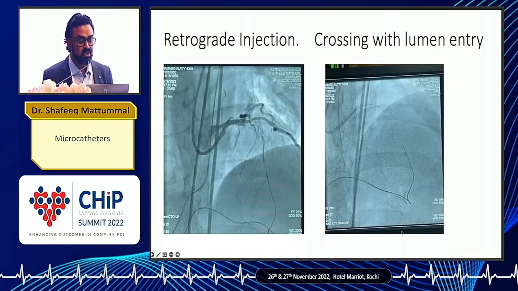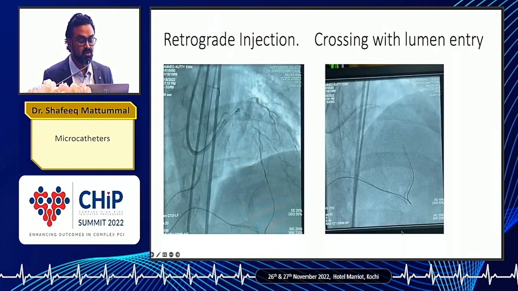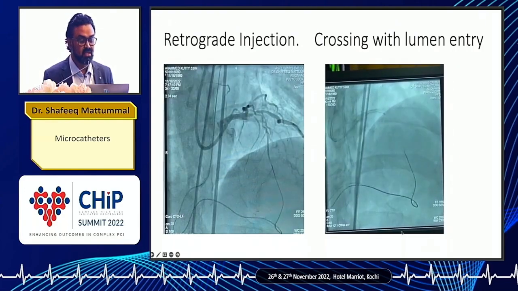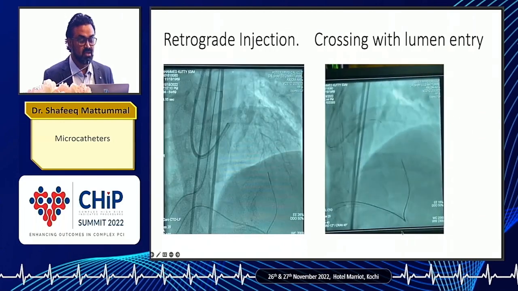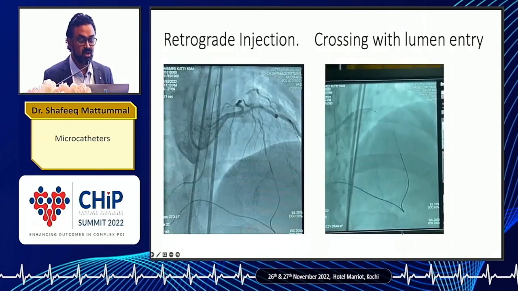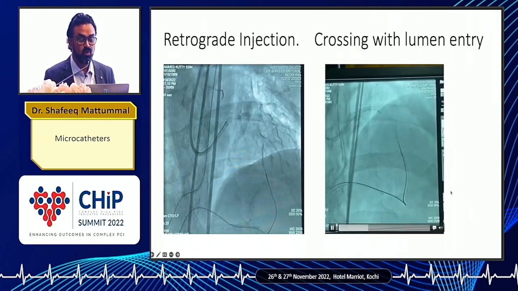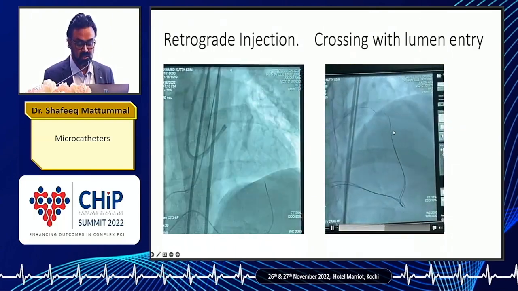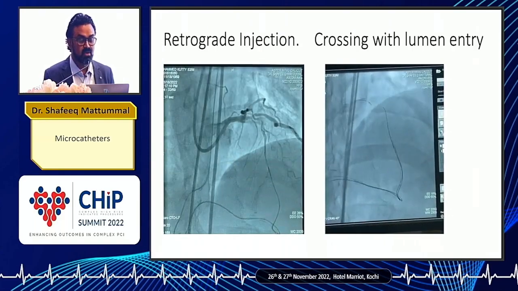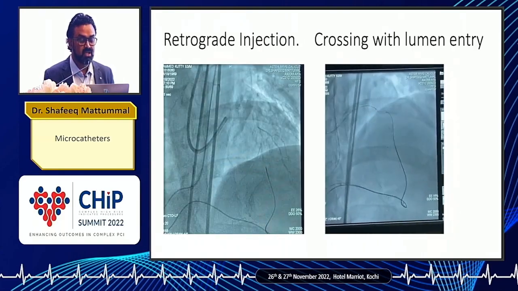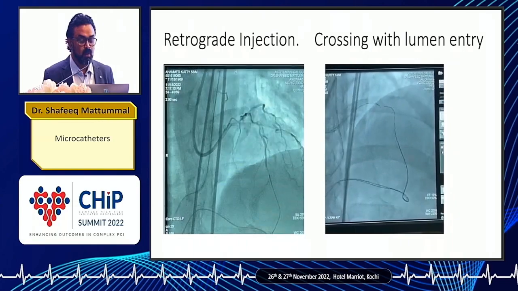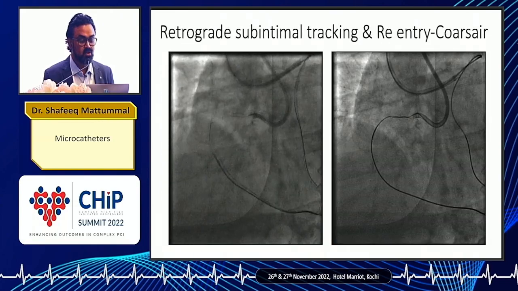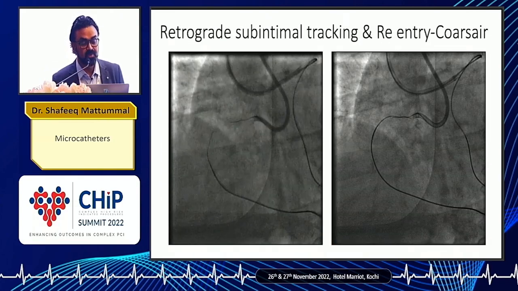You can see through the Corsair, I could inject and see and define the lesion bend, and I could shape the Conquest Pro wire to retrogradely pierce the distal cap, which was tough, and entered the lumen without much difficulty here.